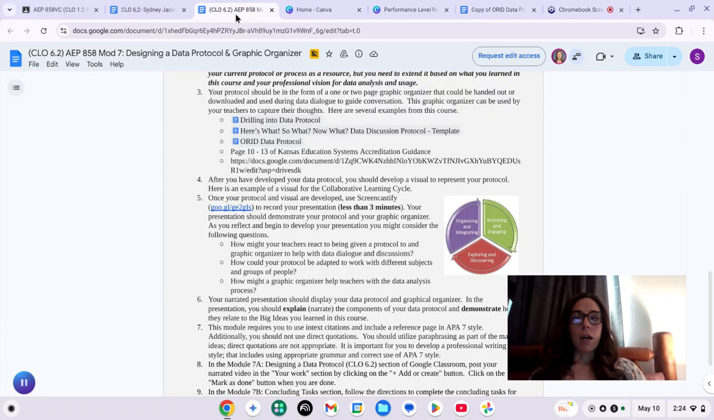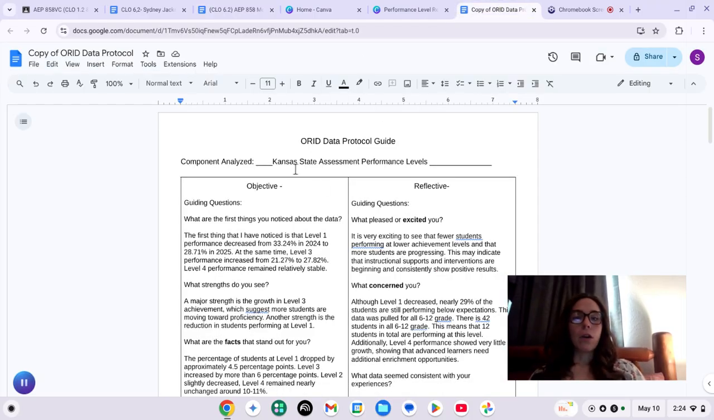The questions that were asked, firstly, was how might your teachers react to being given a protocol or graphic organizer to help with data dialogue and discussions? So I know, for instance, just for my school and knowing my team members very well, knowing the staff that is here, we do this kind of thing collectively or collaboratively multiple times throughout the school year.